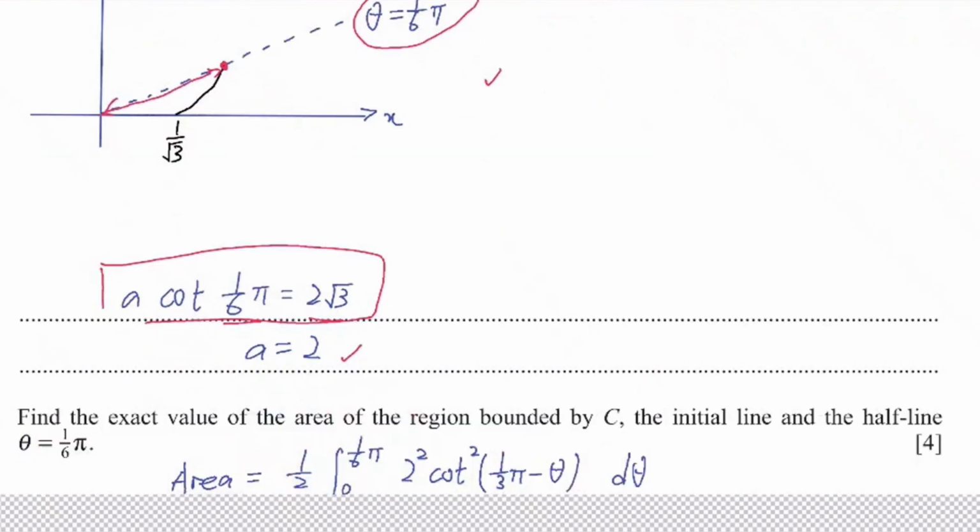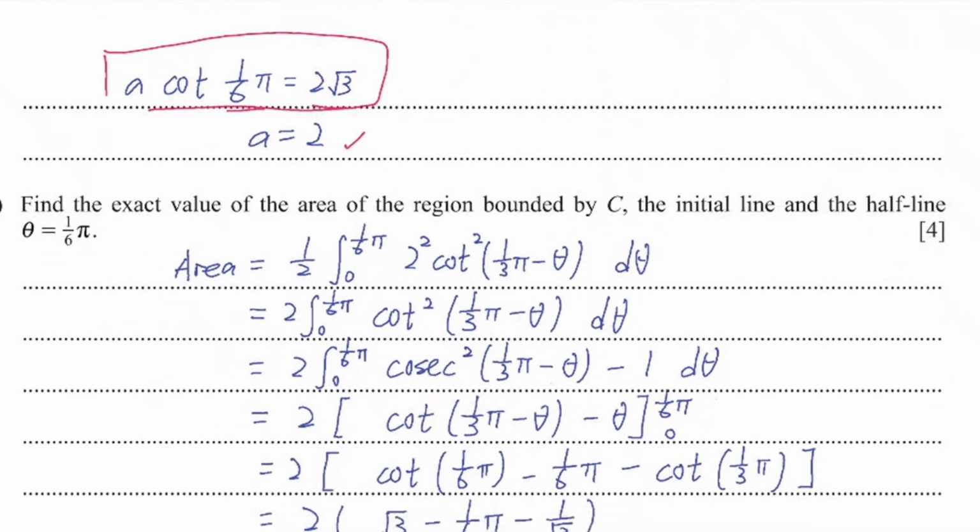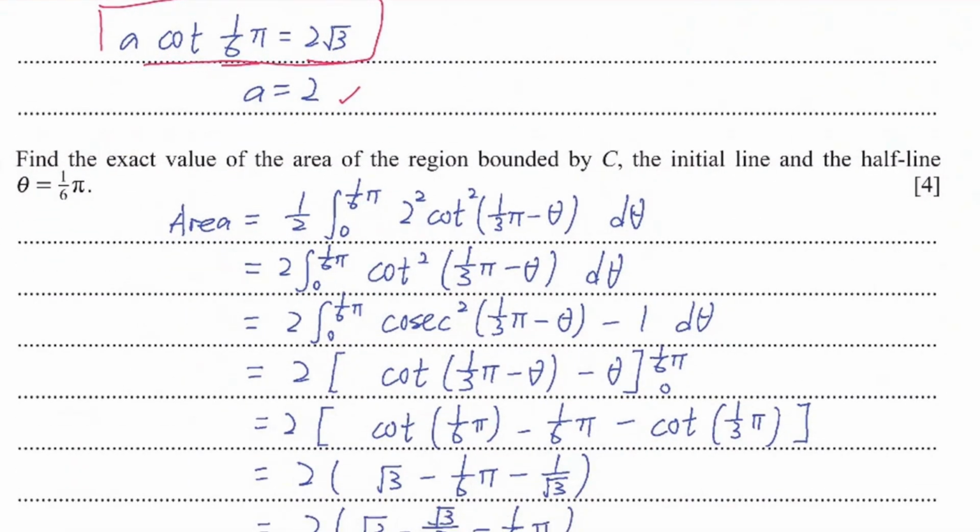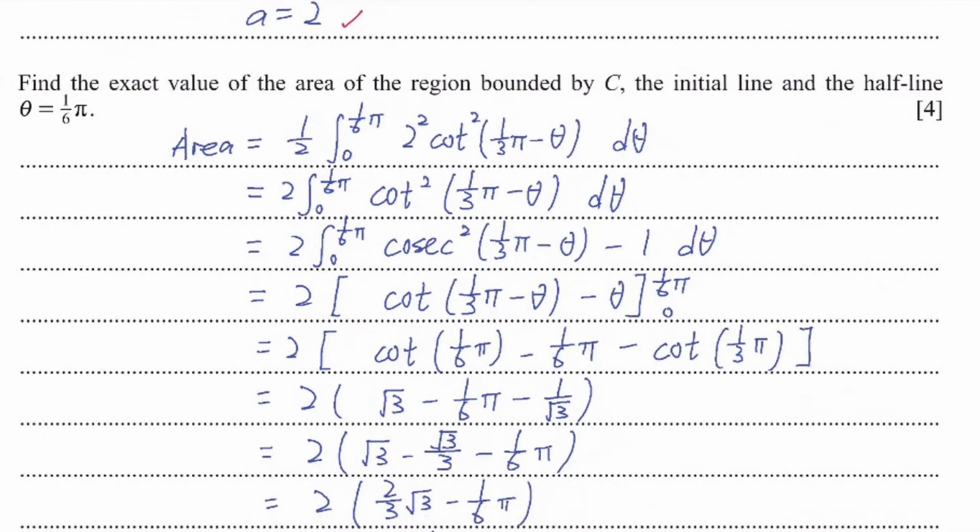Right? So find the exact value of the area bounded by the curve and also the lines. So this is to look at the integration. We want to find the area, so we use half r squared d theta for the integral. Of course we square the r there, tidy up the constants, and we are looking at a cot squared. For cot squared, we don't know how to integrate it straight away.